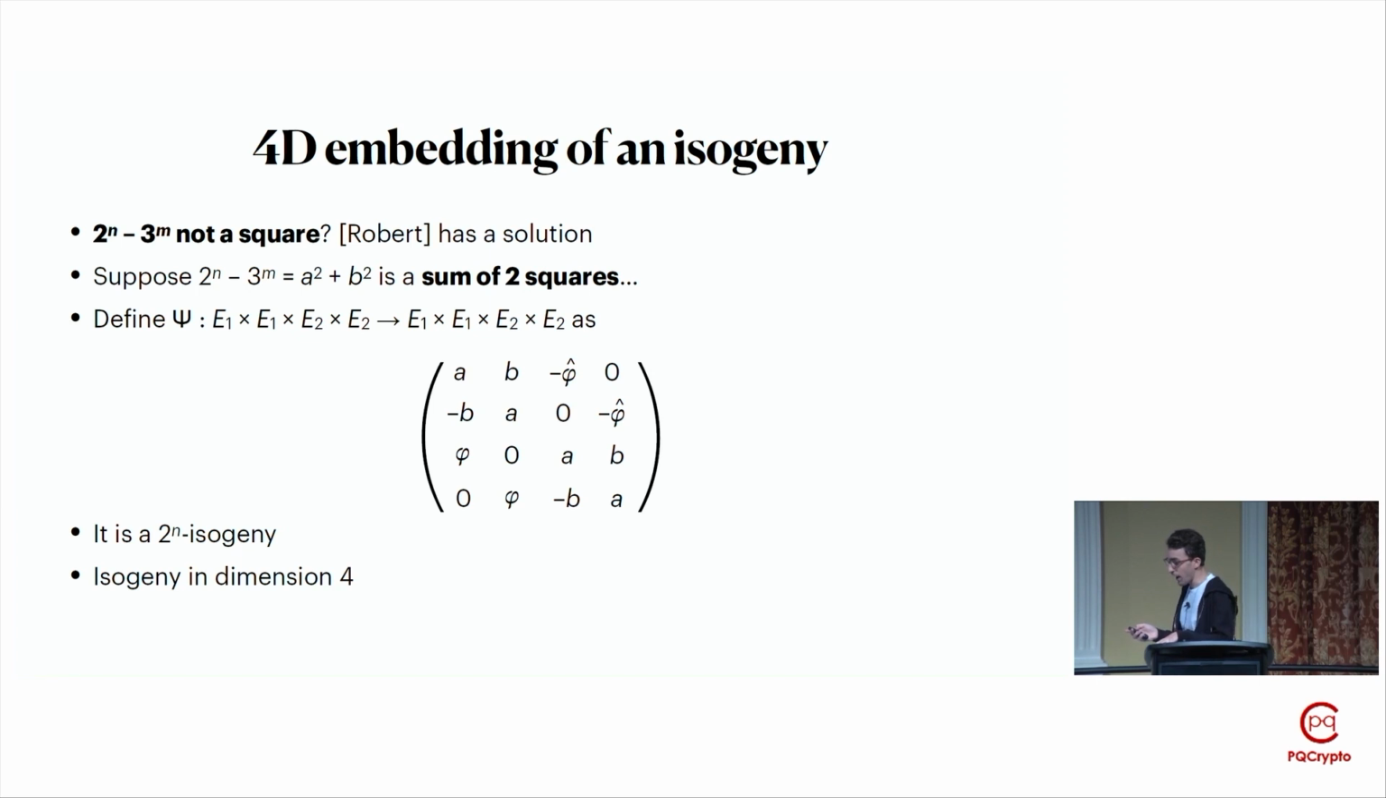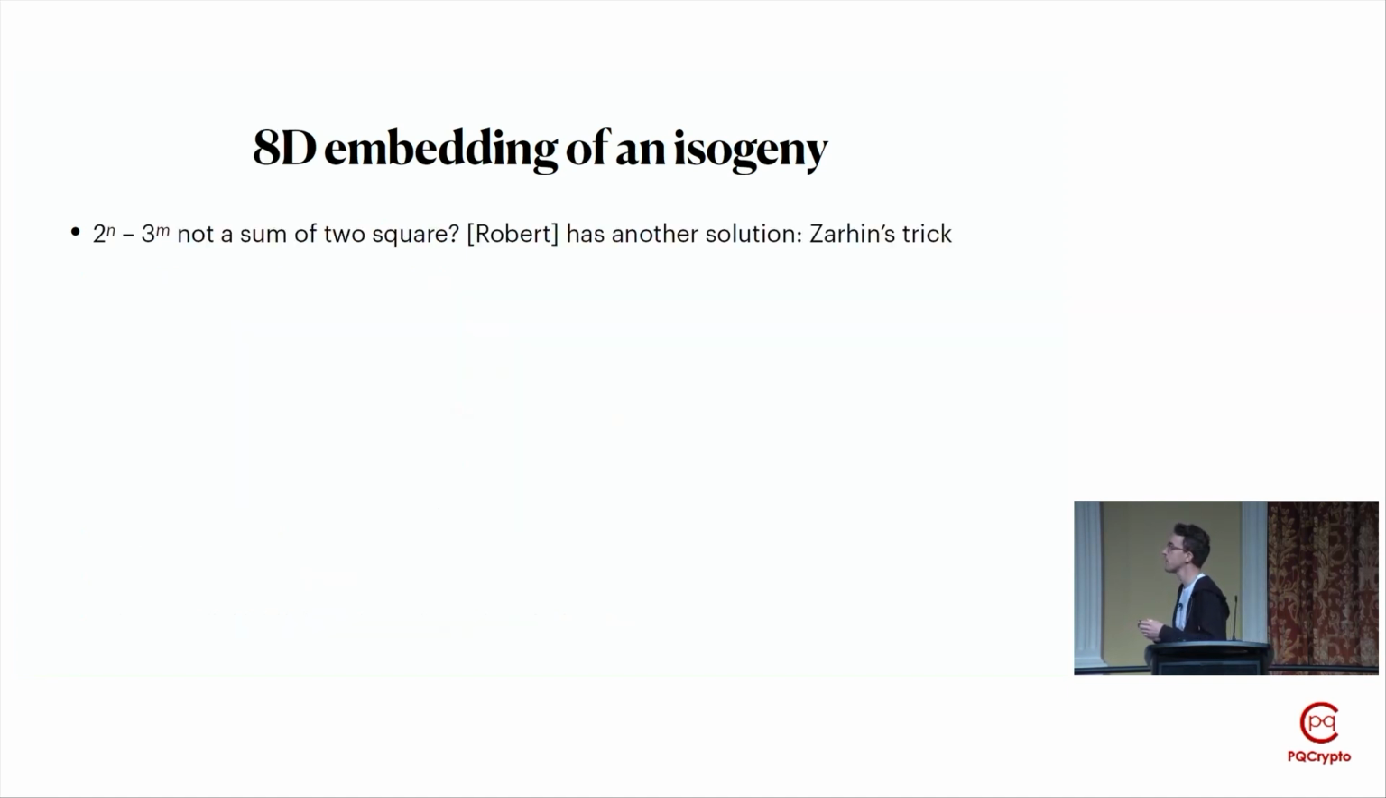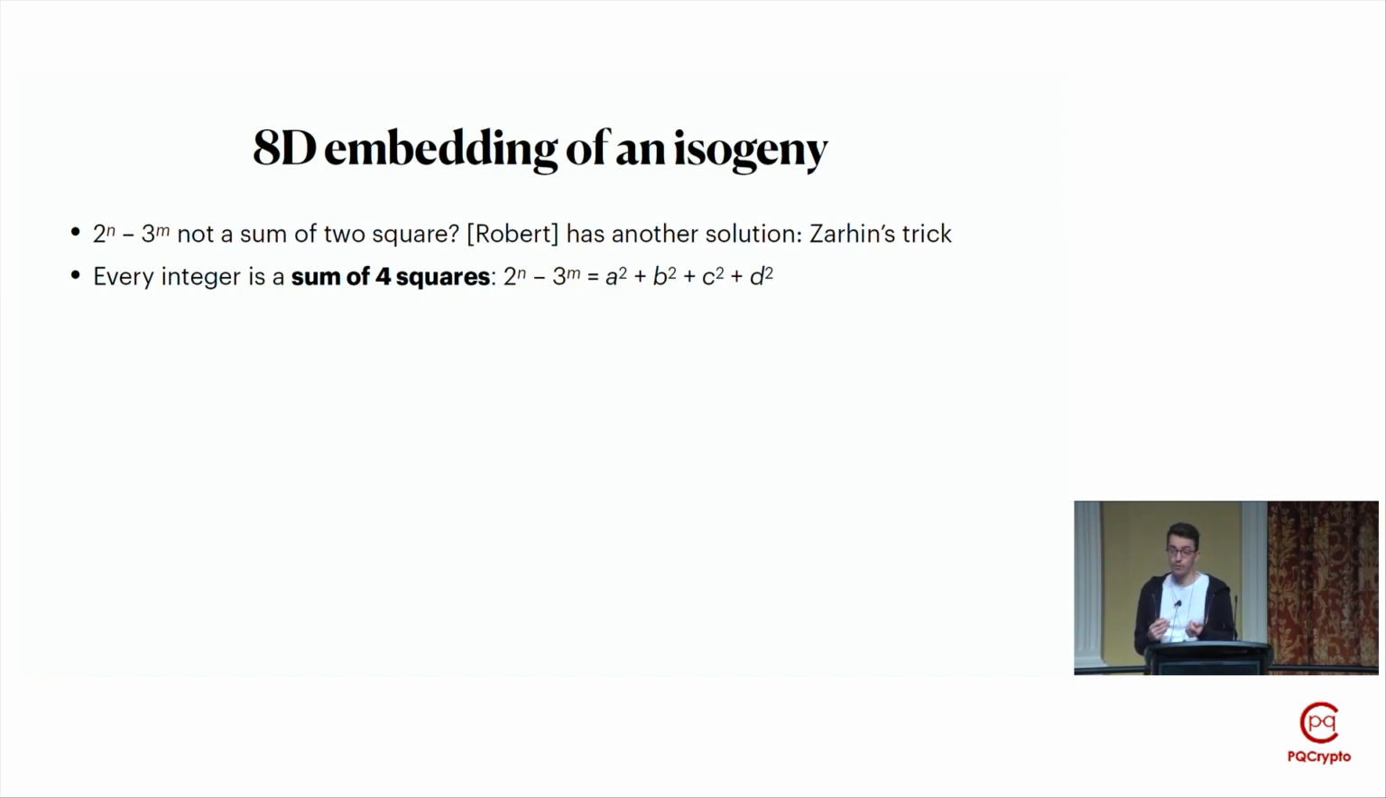And still, you're not done because, sure, sums of two squares are much more common than squares, but they are not all integers. What can we say about all integers? Well, then Robert has another solution, inspired by what's known in the study of abelian varieties as Zarhin's trick, which starts from the observation that any integer is a sum of four squares. That's a very old theorem, maybe Legendre, I guess.